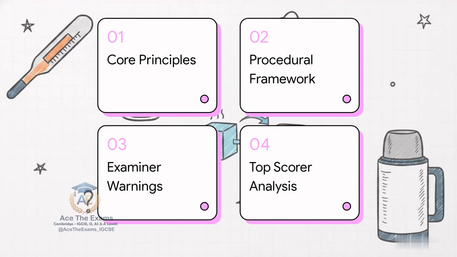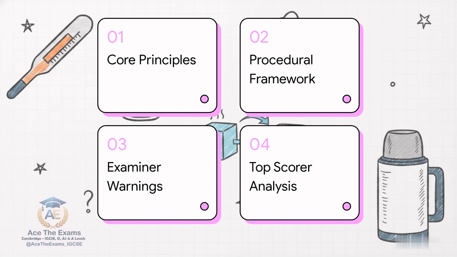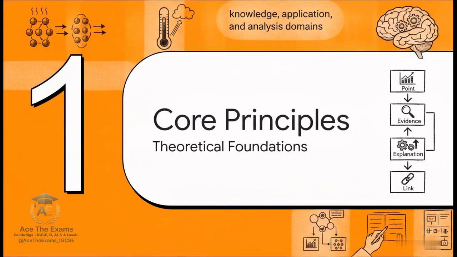We are going to break down this topic systematically. First, we'll cover core principles. Second, the procedural framework. Third, examiner warnings. And finally, top score analysis. Let's get moving. All right, starting with Part 1, Core Principles.